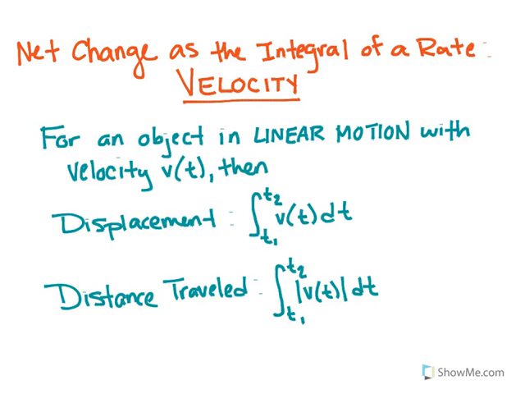Then the displacement is equivalent to the integral of v of t, whereas the distance traveled is the integral of the absolute value of v of t. And I want to make sure that you understand the difference between these two before we move on.